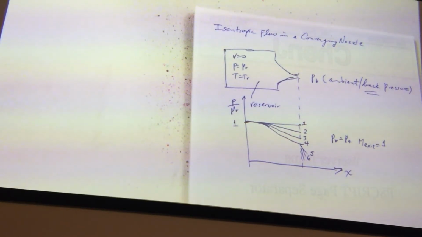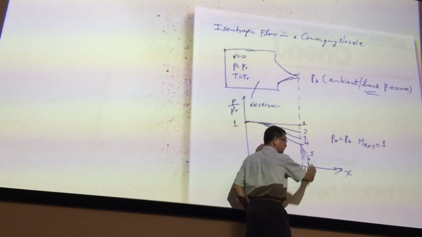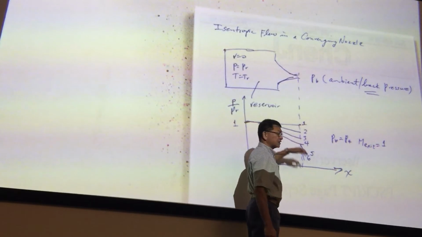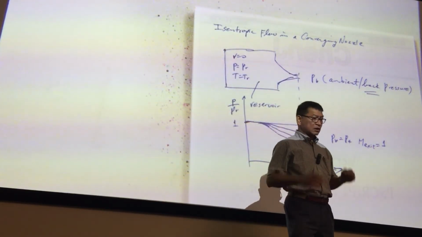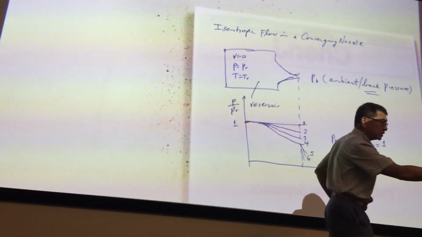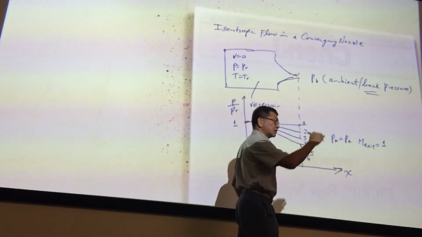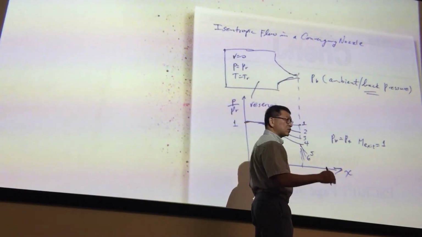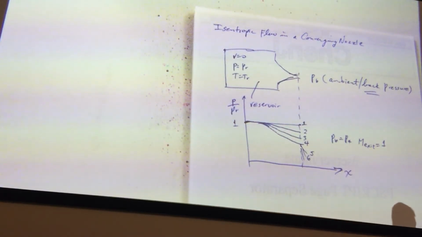Now, what I'm trying to say here is, if I reduce my back pressure from P1 to P2 and then P4, then the flow will accelerate more, right? As it should, because the gas will see lower pressure in the backside. It will accelerate, but only up to a point where the Mach number is equal to 1 already at the exit. So that's condition 4.